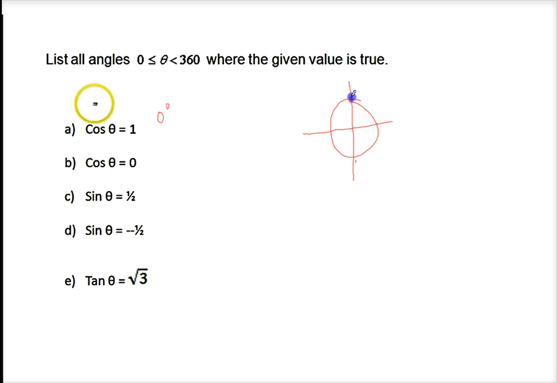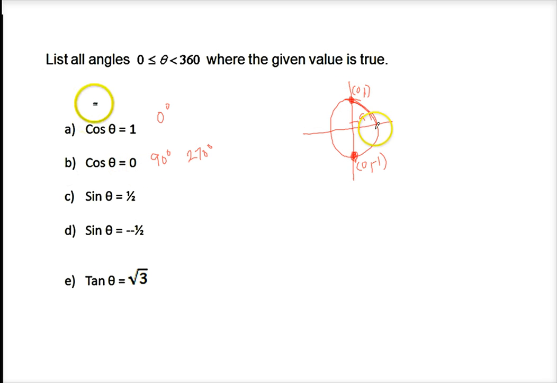Well, that would happen here and here at the point 0, 1 and at the point 0, negative 1. Those are the two places on the unit circle where x is 0 or the cosine is 0. What angles do we have there? Well, this angle is 90 degrees, so that's our first answer. And the angle opening down here is 270 degrees. Okay, so those are my two angles between 0 and 360 where the cosine of theta is 0.